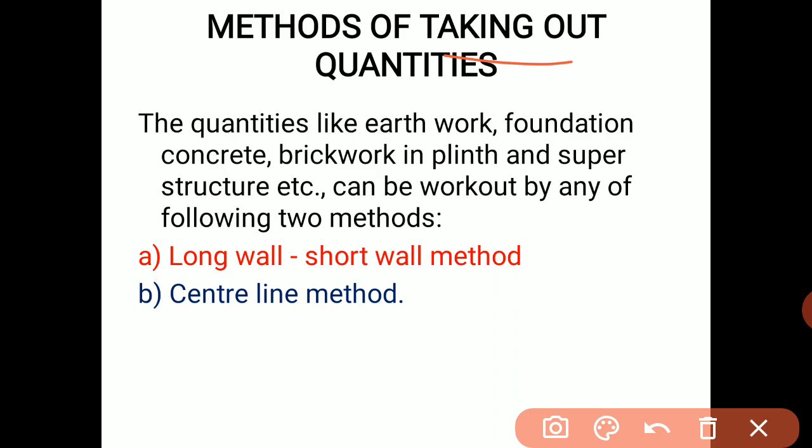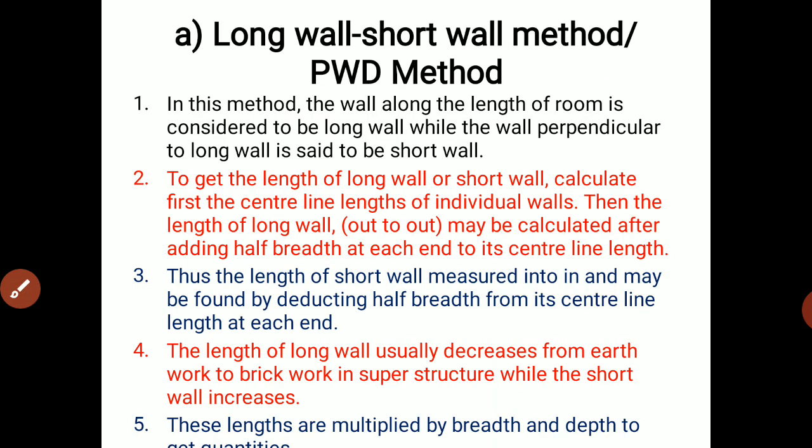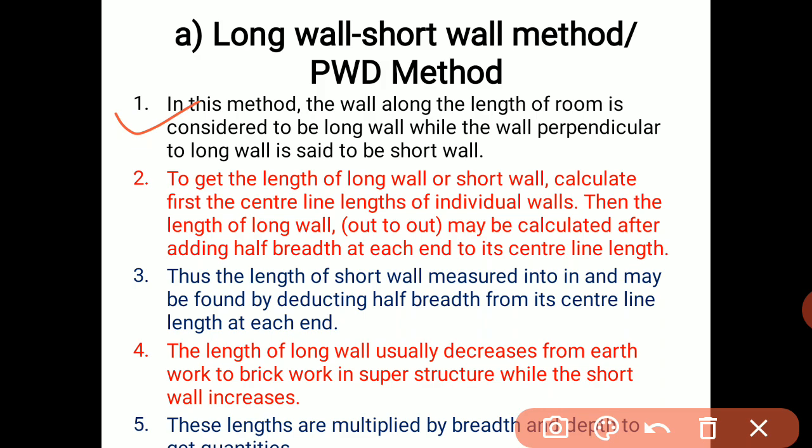So I will tell you in short. First one, that is long wall short wall or PWD method. In this method, the wall along the length of the room is considered to be the long wall, and the wall perpendicular to the long wall is considered to be the short wall. Suppose this is our room. Along the length is considered as long wall, and along the width is considered as short wall.